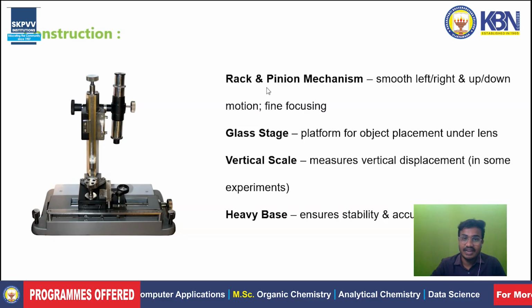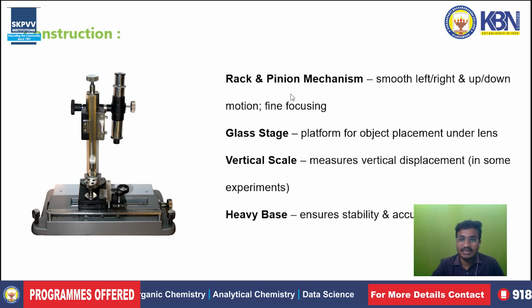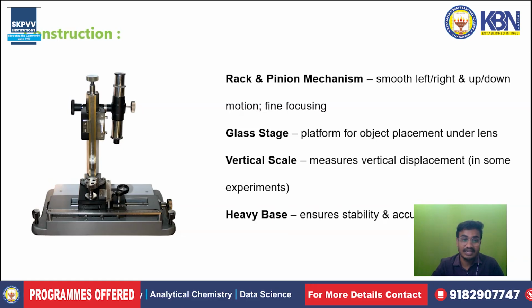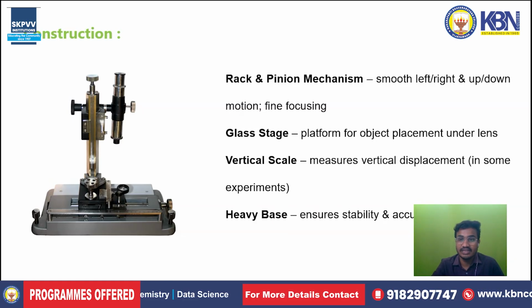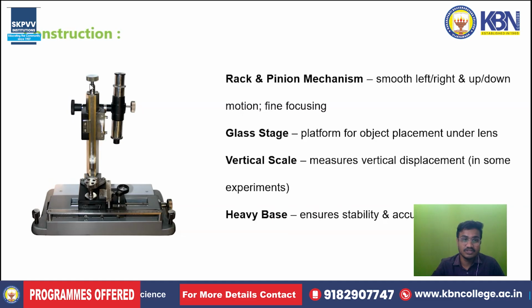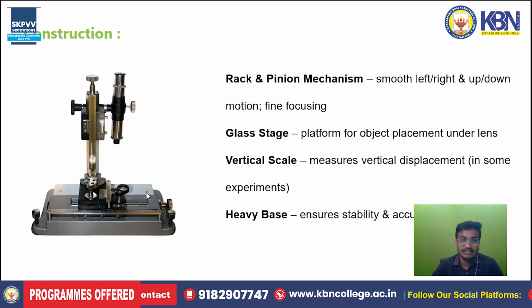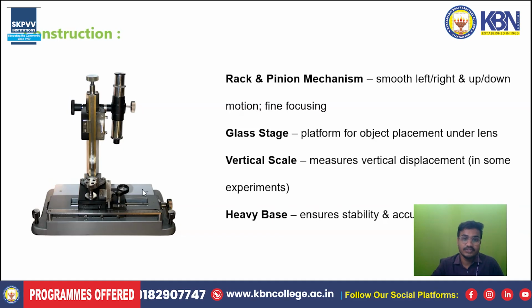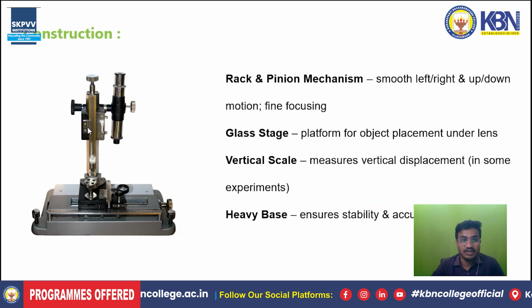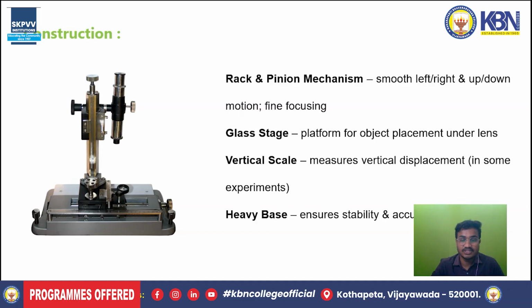Then we have the rack and pinion mechanism. In order to move the lens easily, we have smooth left and right rack and pinion screws, which we can see here. And we have a glass stage where we place the specimen or the sample to view it. The vertical scale is also there, a vertical main scale and a vertical vernier scale. And we have a heavy base on which all this instrument is placed.